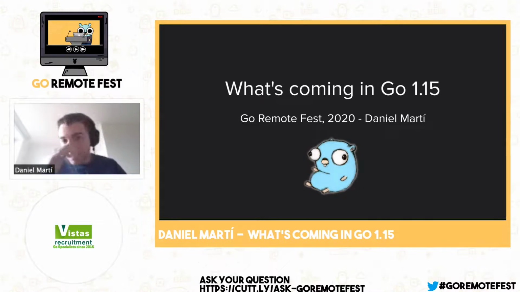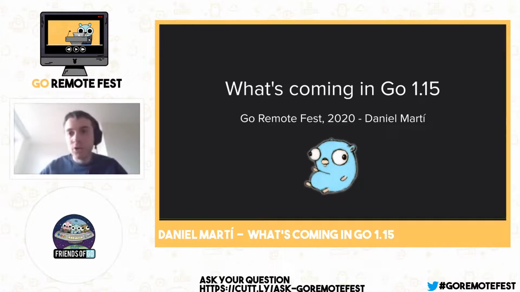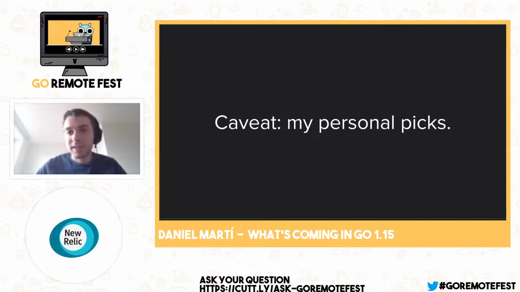So, like Natalie said, I'm going to be talking about what's coming in Go 1.15. This is going to be a fairly quick overview of all the major features and all the major changes that I think are noteworthy. But I should begin by saying, with a big caveat, that these are my personal picks. For example, I'm mostly interested in tools and performance and also testing, but not so much other stuff. So maybe the other stuff is not going to get as much importance as other people might give it.